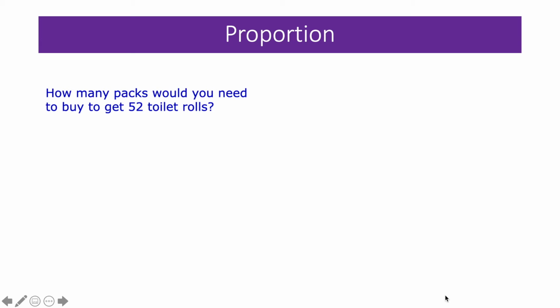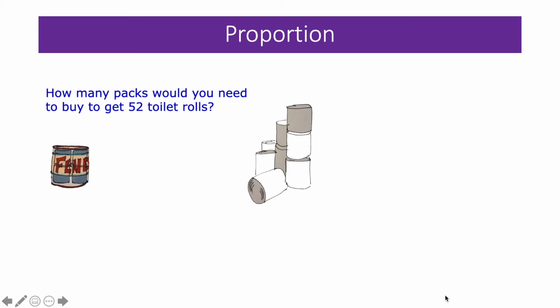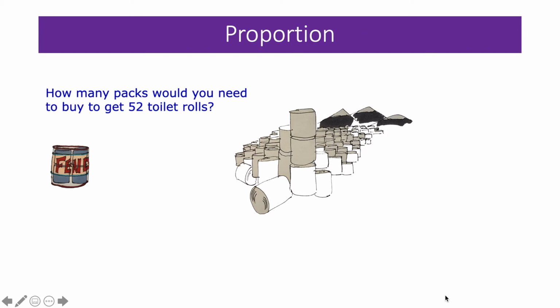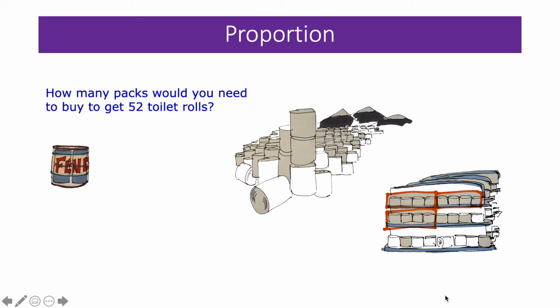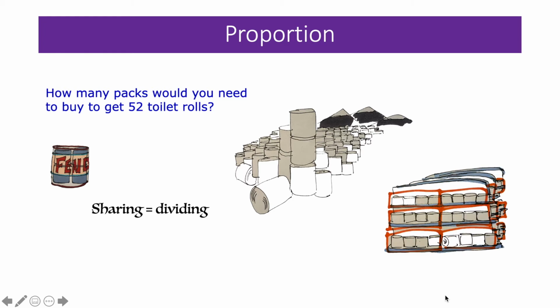Then it says, how many packs would you need to buy to get 52 toilet rolls? That's a lot of toilet rolls. So I need to organise it, and I've got to think about how I share out these 52 in groups of 4. I might have some remainders as well, I don't know yet, but I've got to share it. I've got to proportion it out, divide it out, put it into groups of 4. So sharing, dividing. How many 4s in 52? How many 4s in 5? 1, remainder 1. How many 4s in 12? 3. So therefore, I'd have 13 packs.